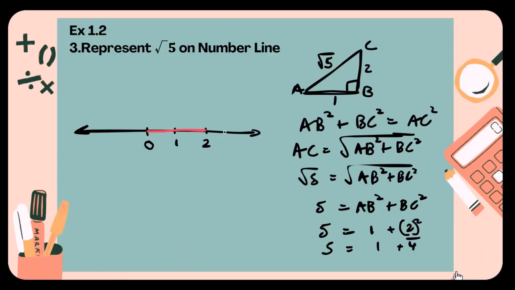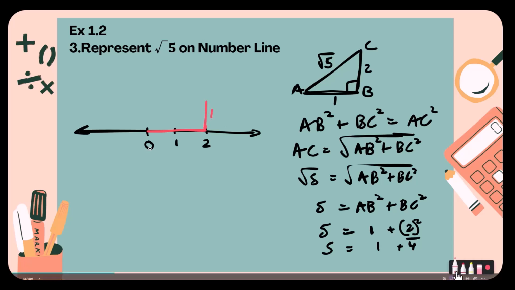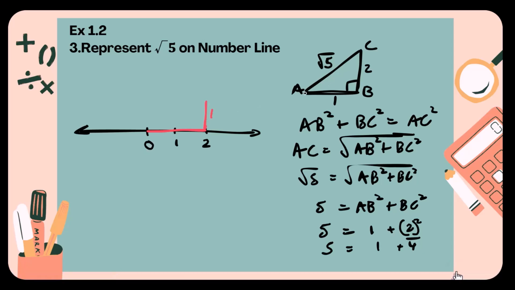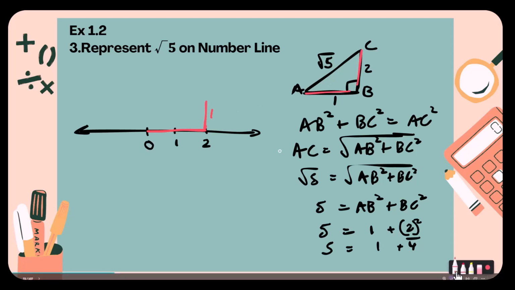So after this, what am I going to do? I'm going to draw a perpendicular, correct? How much is the perpendicular? Perpendicular is 1 centimeter because AB is 1, this is 2, right? So 2 and 1. So this much is 2 and this is 1. Now join these 2 points. Once I join these 2 points, what is the measurement? Measurement will be root 5, correct?